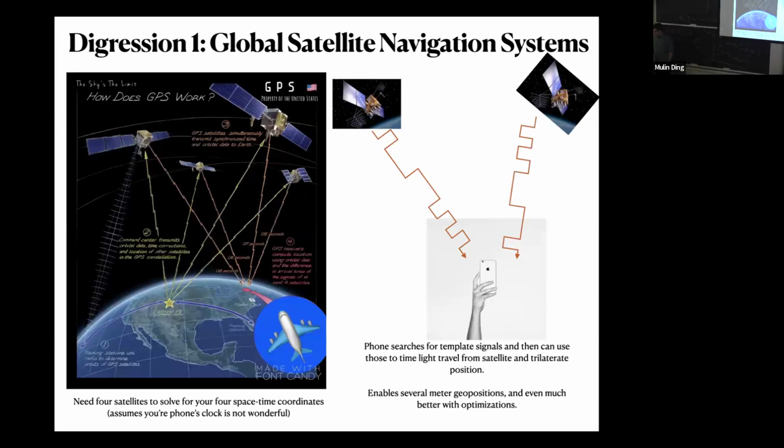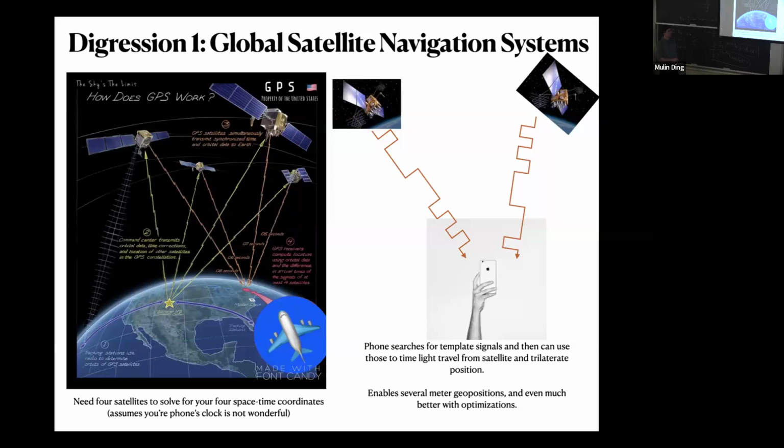Okay, and so the first digression is we're going to talk a little bit about global satellite navigation systems like GPS. You have your phone. It tells you to the meter where on Earth you are. How does it do this? Well, there are these GPS satellites and they have some carrier wave, and then they modulate that carrier wave with some code. Each satellite has a different code. Your phone knows what the code looks like for all of these different satellites, so it does a matched-filter-like search to lock onto these codes. Once it locks on, it knows the distance to the satellite because it knows when the code was sent.